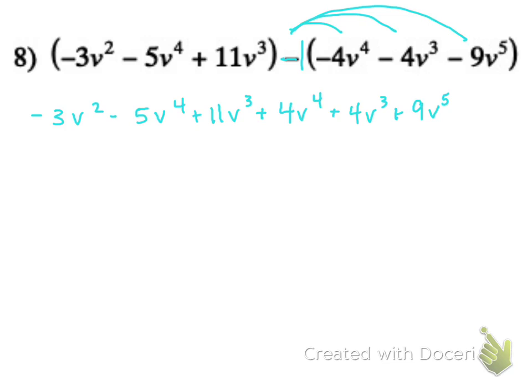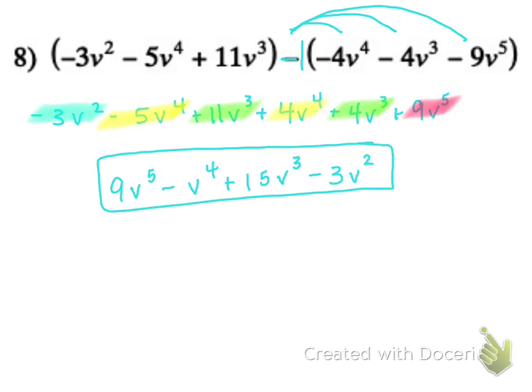Now I need to look for variables to combine. I'm writing them in descending order. If you're just going from left to right, that's okay too. So my highest power is v to the 5th. There's nothing to combine that with. Next I have v to the 4th, so -5 plus 4 gives me a -1v to the 4th. Then I have 11v cubed and 4v cubed, so adding those gives me 15. And then lastly, -3v squared.